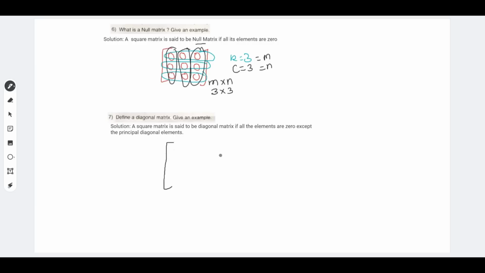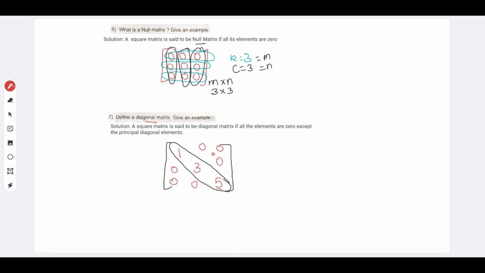So yeah, a square matrix's principal diagonal elements are the elements which are there in this place. Here I can write 1, 3, 5, any numbers. I am writing 1, 3 and 5, and the remaining elements will all be 0. Then it is called a diagonal matrix.